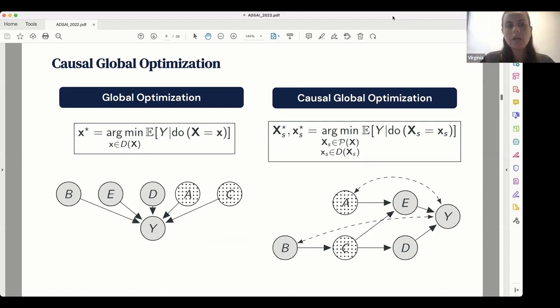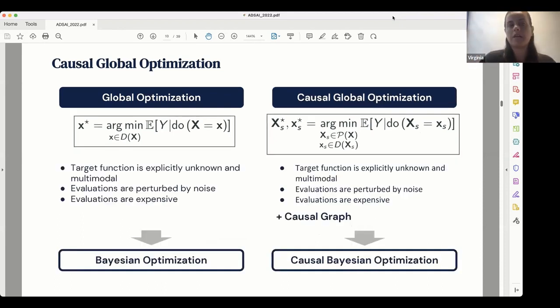So one way to solve global optimization, especially when the target function is unknown, multimodal, perturbed by noise, and expensive to evaluate, is Bayesian optimization. So the same idea can be applied to the causal global optimization problem.